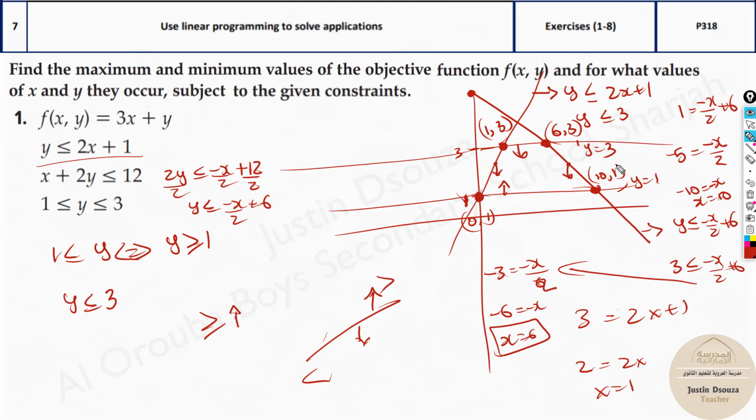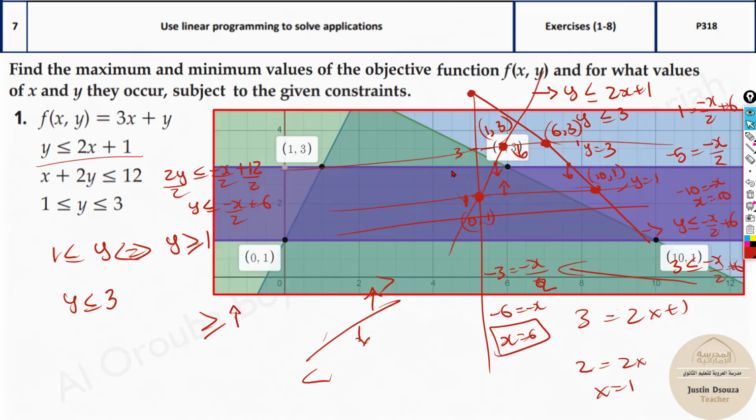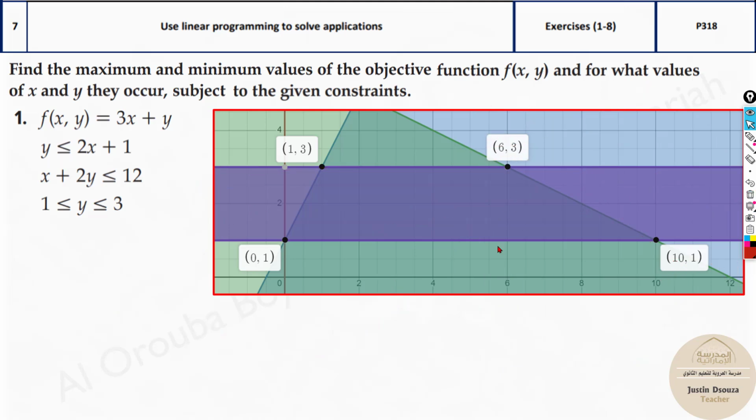If you graph it, you will find the vertices, but we are not doing any accurate graph. They have not asked for a graph, they have just asked for maximum and minimum values, right? So this is how we find the vertices for any graphing. This is a rough one. Let's just look at the vertices over here. You can see the vertices we also got. This is 6 comma 3. Yes, all the points are correct.